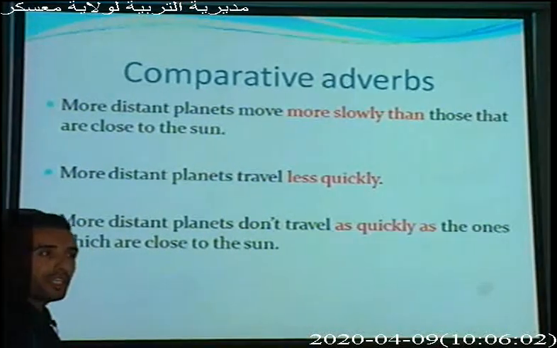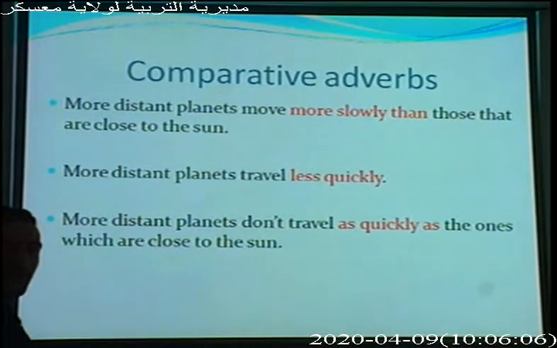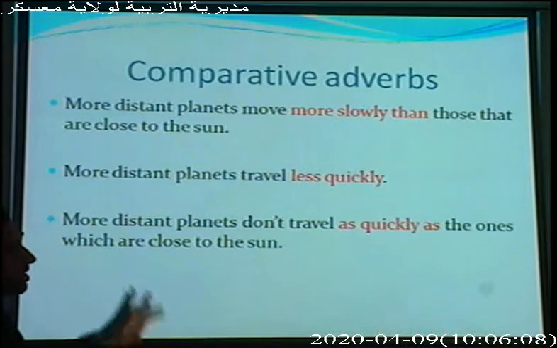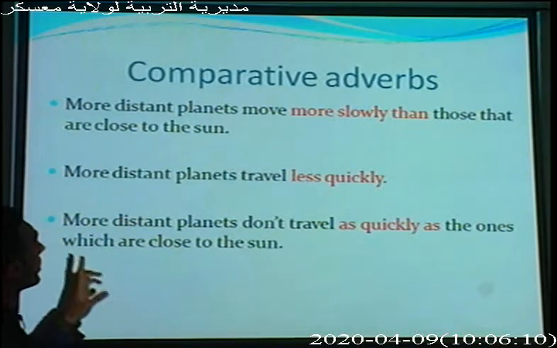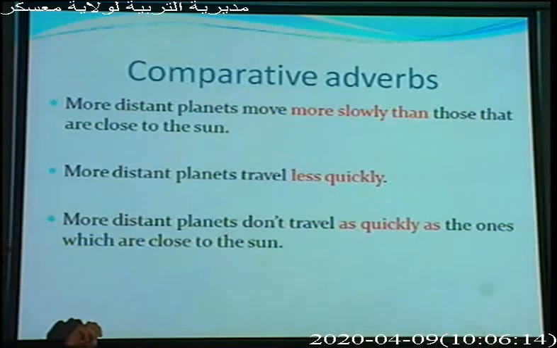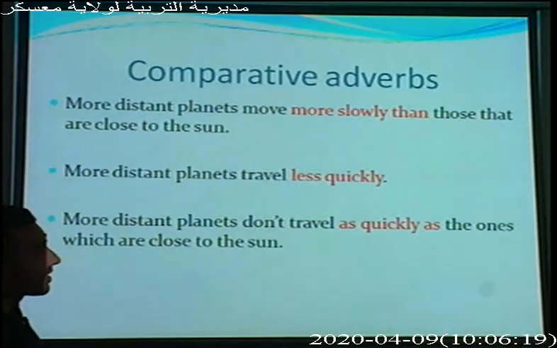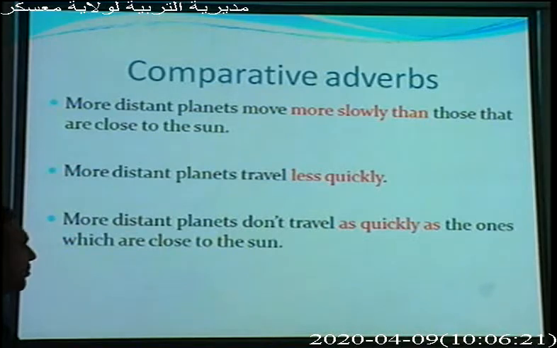Comparatives of adverbs. Here I'm going to tell you that adverbs can be used like adjectives when we are comparing between things. Three examples are to be given here. More distant planets move more slowly than those that are close to the sun. Second one, more distant planets travel less quickly. And the last one, more distant planets don't travel as quickly as the ones which are close to the sun.